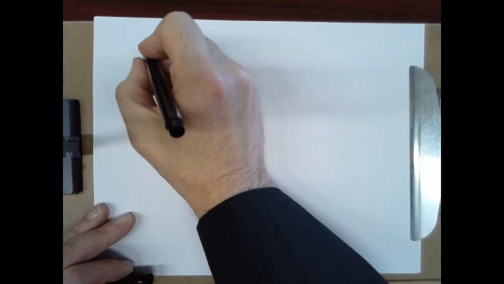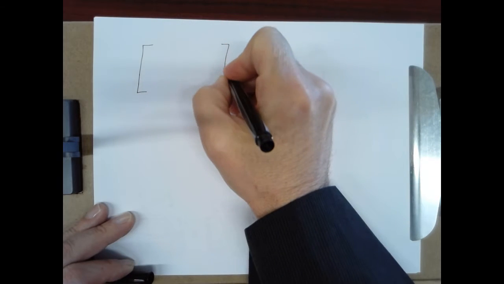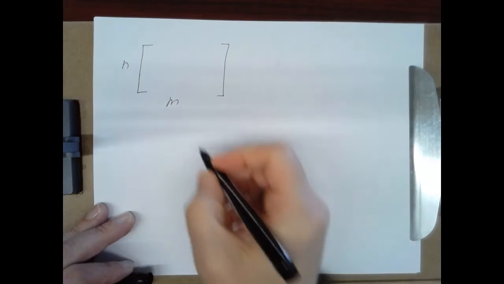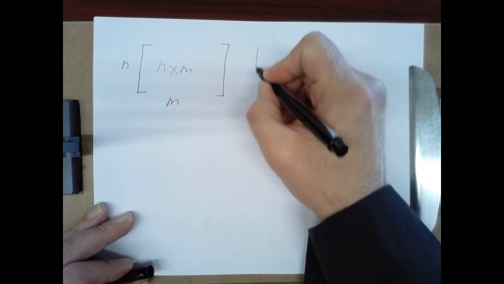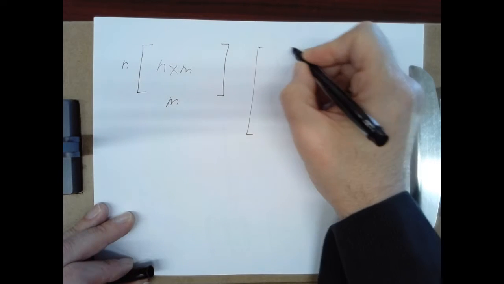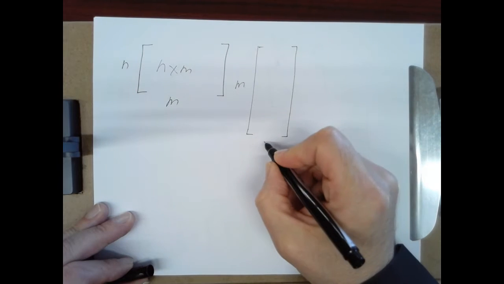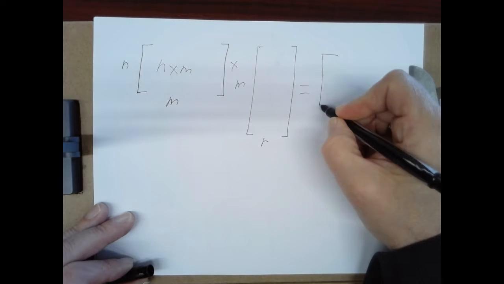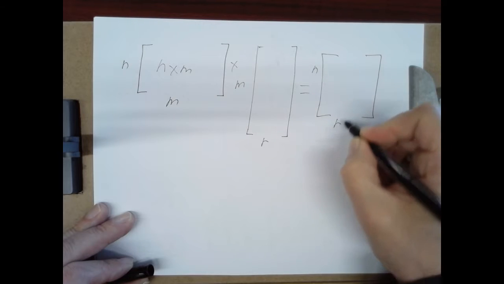All right, so there is a multiplication defined. So in general, if we have an n by m matrix, and we have an m by r matrix, we can multiply those, and we'll get an n by r.